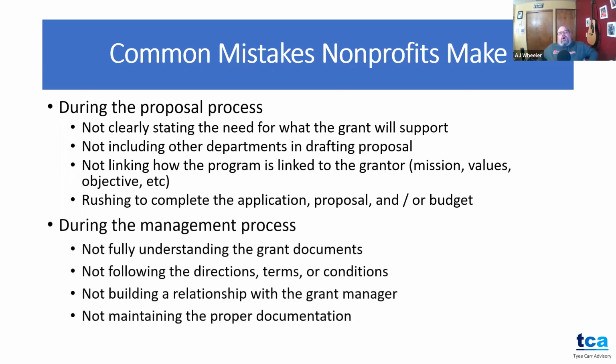During the management process, and while grants are underway, common mistakes include not reading the grant requirements and conditions and having grant documents available to everybody, not following the terms and conditions, and not having a good relationship with the grantor. I think it's vital, because not everything goes as planned. Even if you followed everything in the proposal process and got a grant, being able to go back to that grant manager or grantor and work with them on roadblocks or bumps that came in during the granting process is important. And the biggest thing is not maintaining proper documentation for expenses, for payroll, or for how allocation happens. That is vital.